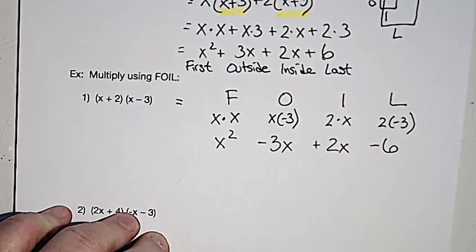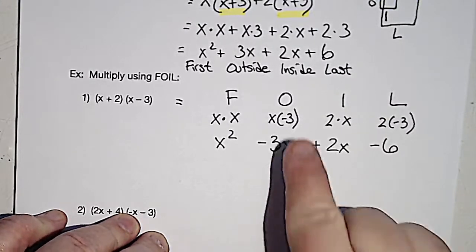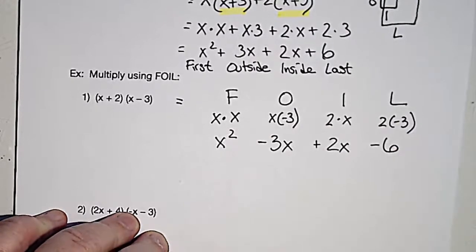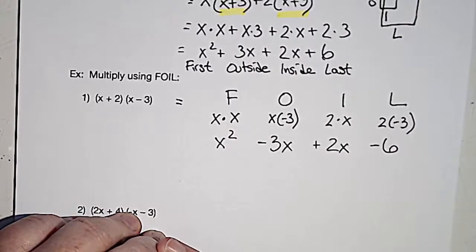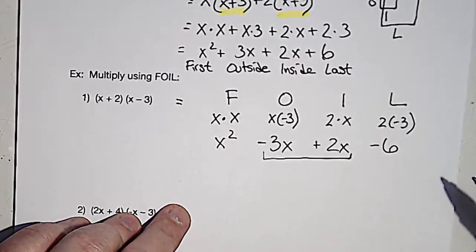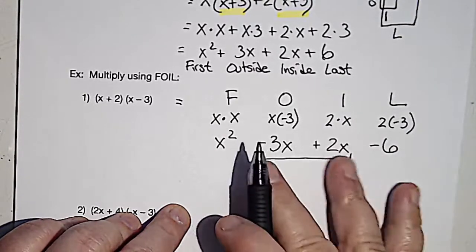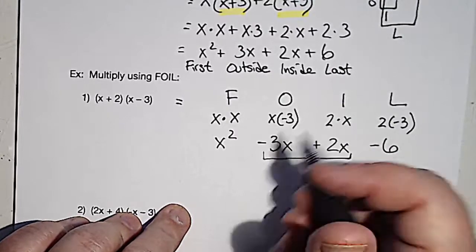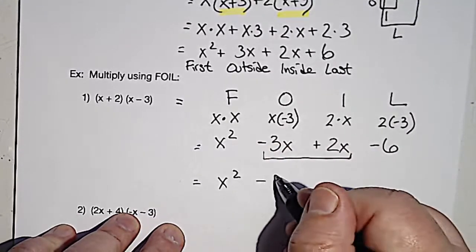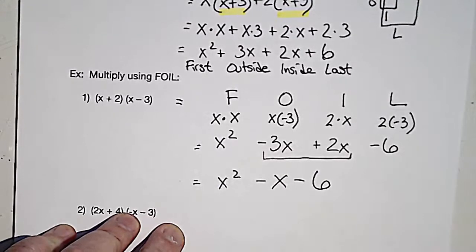If you do it in this order, and to be honest, you don't have to have the O first. You can switch the O and the I. So instead of doing FOIL, you can do FIOL if you want. It'll usually, the two middle terms, the O and the I, usually combine. And so we end up with, in this case, x squared minus x minus 6.